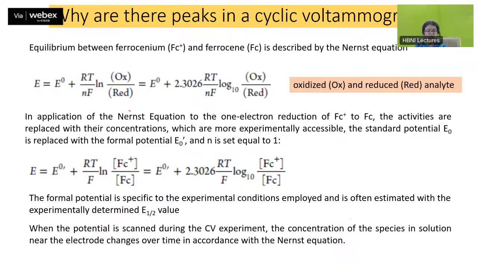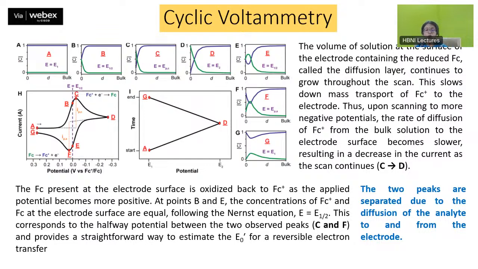So the formal potential is specific to the experimental conditions employed and is often estimated with the experimentally determined E half value. So when the potential is scanned during the CV experiment, the concentration of species in solution near the electrode changes over time in accordance with the Nernst equation, because your concentration of Fc plus and your Fc is changing with time. So now what is going to happen?